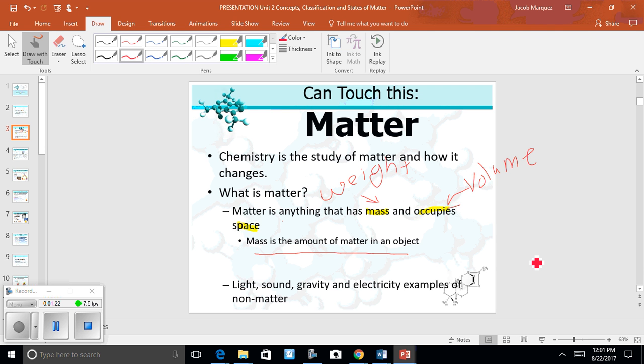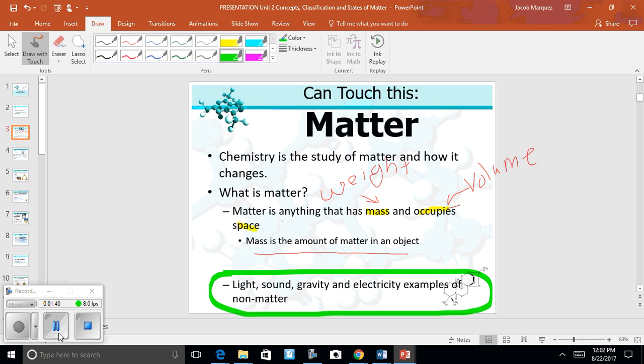And I know that sounds confusing, but for the sake of this class, you don't have to worry too much about this definition. Just think of mass as something that you can weigh, and something that occupies space, we call that volume. Okay. Now down here we have what we would consider non-matter. These are things that do not have mass and do not have volume. They do not occupy space.